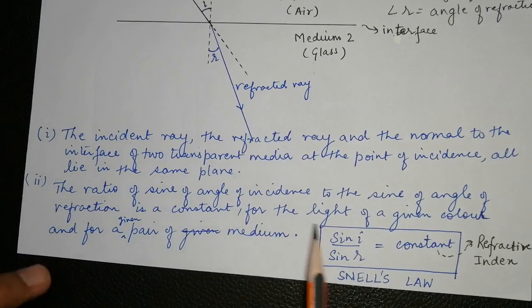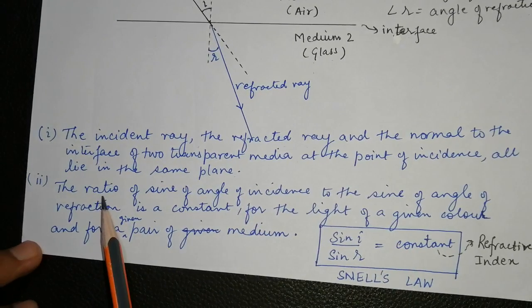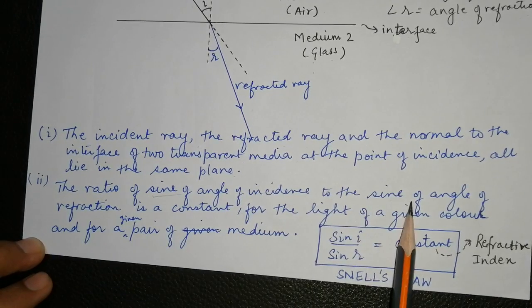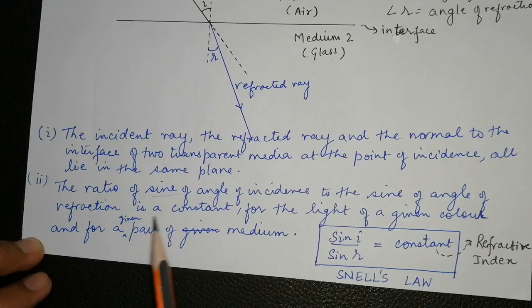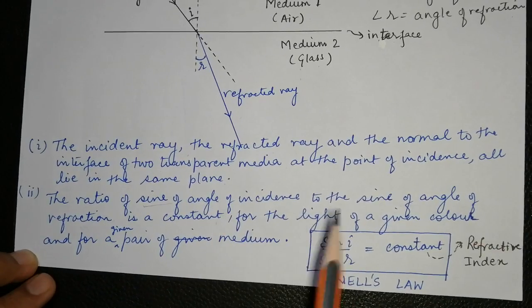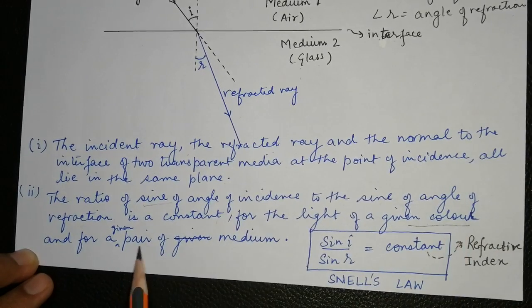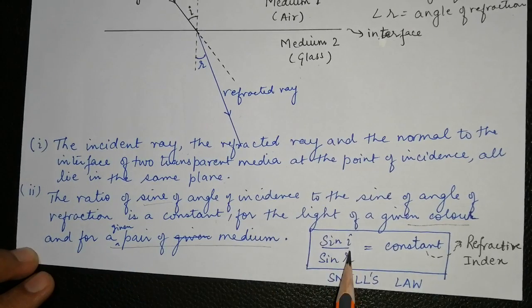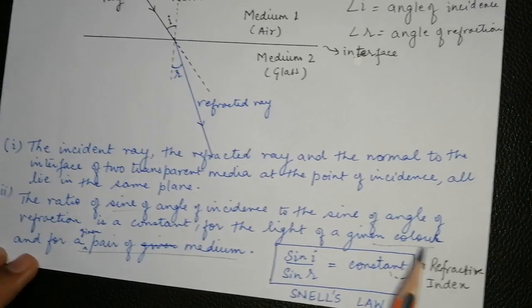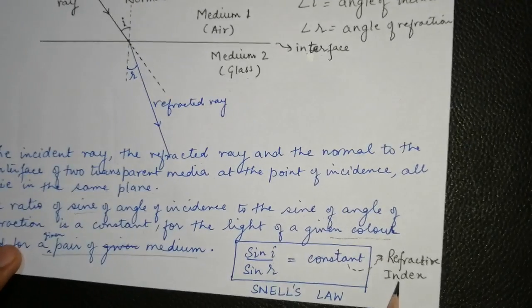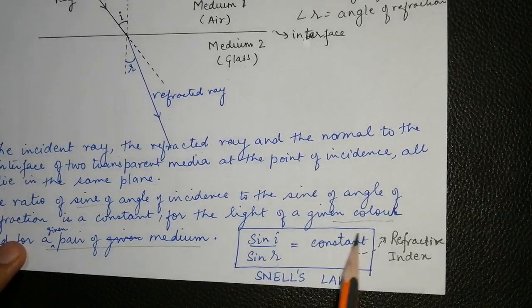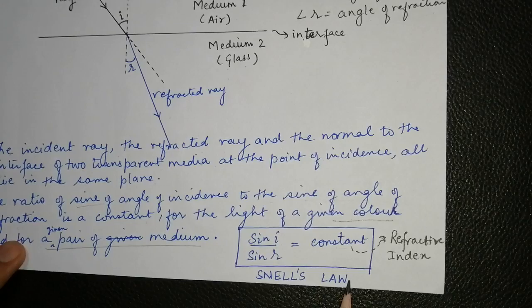The second law, which is also known as Snell's law, says the ratio of sine of angle of incidence to the sine of angle of refraction is constant for a given color and for a given pair of medium. That is, sin i upon sin r is constant, and this constant is known as refractive index. This gives us valuable information. This expression is known as Snell's law.